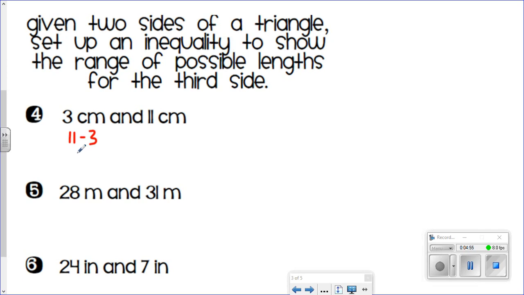So we have our 11 minus 3, which is 8. And then we're going to do our 11 plus 3, which is 14. And so, if we had to find the range of our third side, put in the inequality, it is 8 is less than x, which is less than 14. And what that means is x, which is your third side, can be between 8 and 14, but does not include 8 or 14.